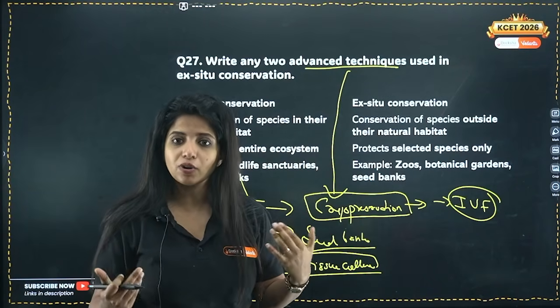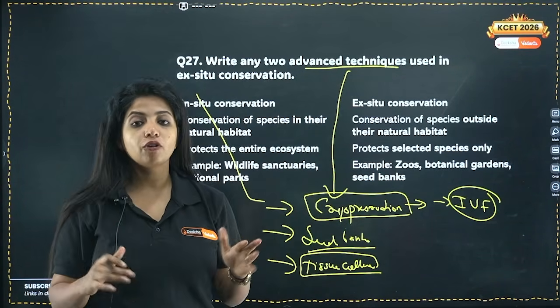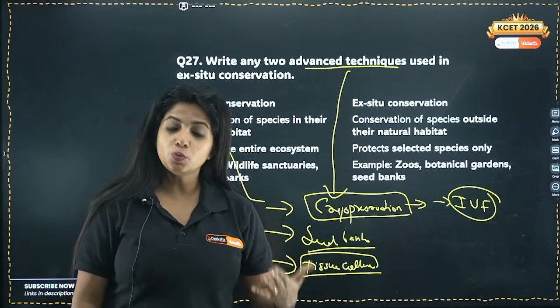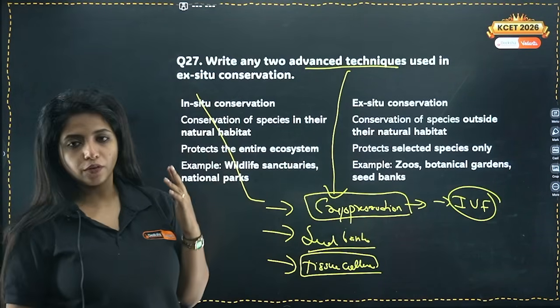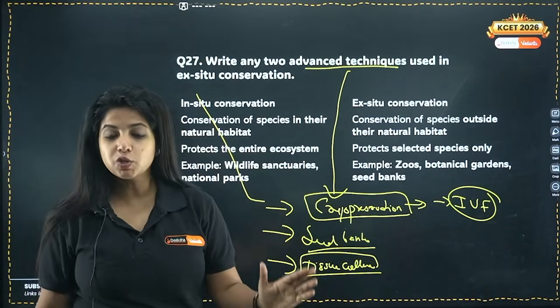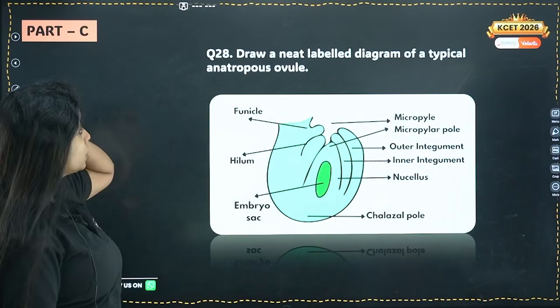This is also making sure that the species, my dear children, if at all the egg and the sperm are being saved, the species can go on continuing. So these are the advanced techniques of ex situ conservation. There are 4 of them: cryopreservation, seed bank, tissue culture, and also IVF. Done? Done. Now, question number 28.